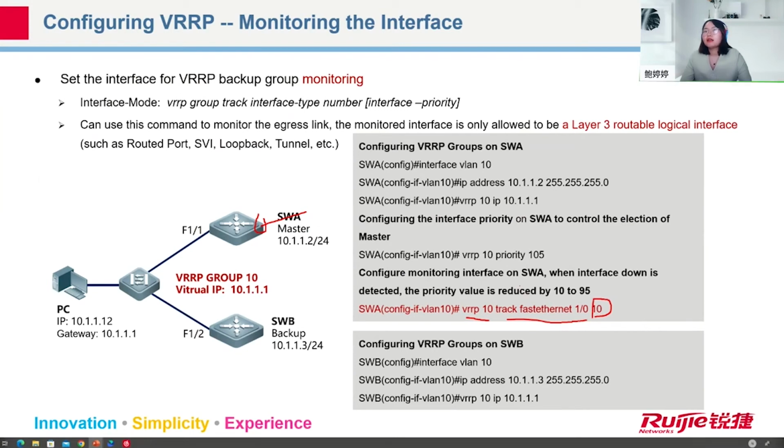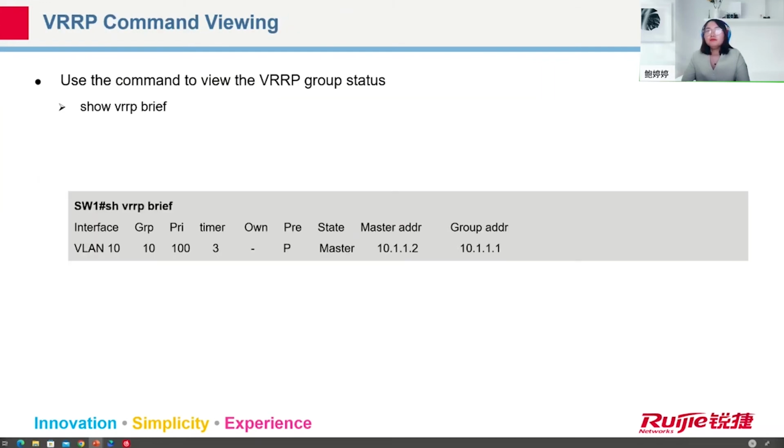The function is like here. Configure the monitoring interface of switch A. If the interface 1/0 is down, the priority value will be reduced by 10 to become 95. You will find 95 is lower than 100, so switch B will become the new master.